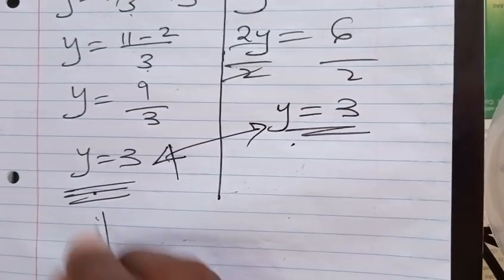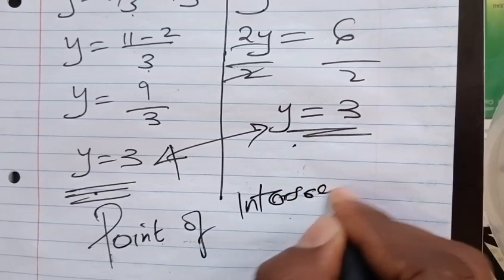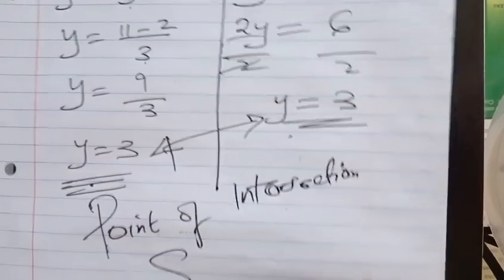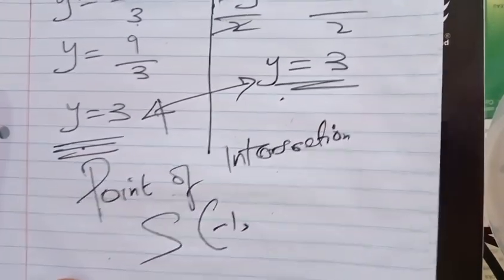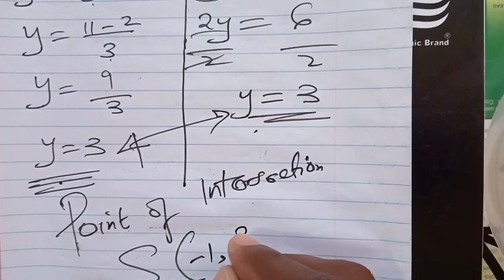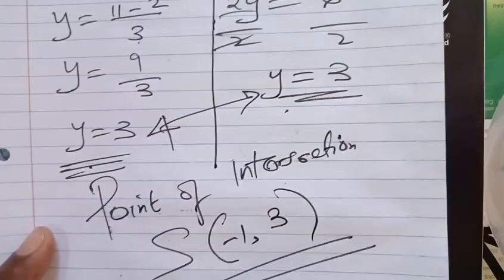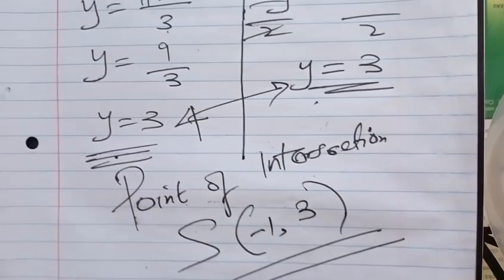So the point of intersection, we are calling it S, has the x coordinate, which is negative 1, that we found up there, and of course the y coordinate as 3. It is good to mark that way. Remember the formula for equating the two equations, and remember to always use one or both equations to find the value of y.